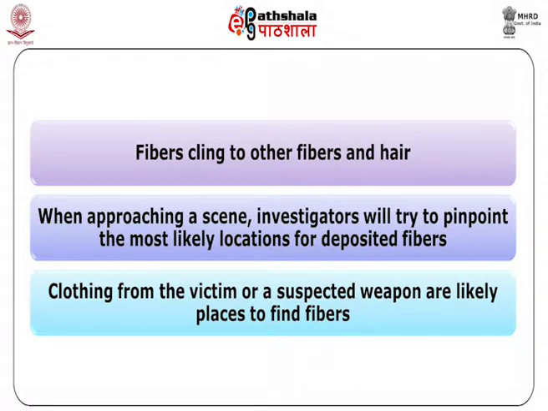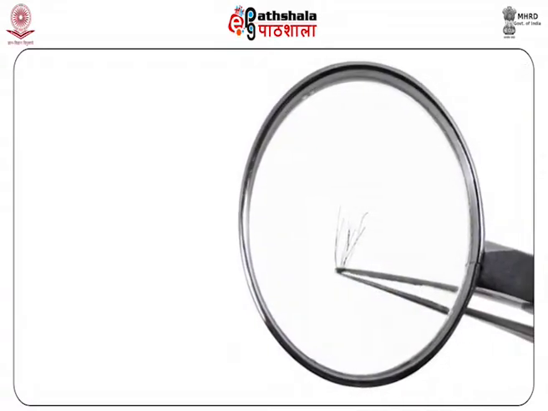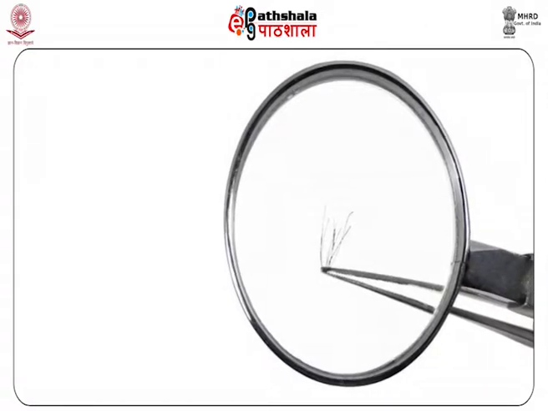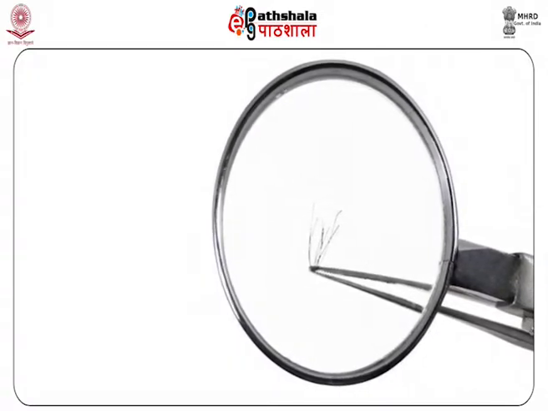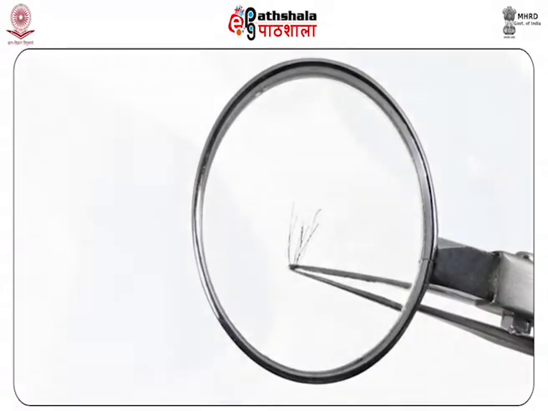When approaching a scene, investigators will try to pinpoint the most likely locations for deposited fibers. For example, clothing from the victim or a suspected weapon are likely places to find fibers. Common collection methods include individual fiber collection using tweezers or vacuuming an area and sorting the materials at the laboratory.